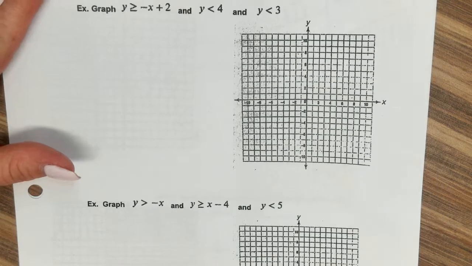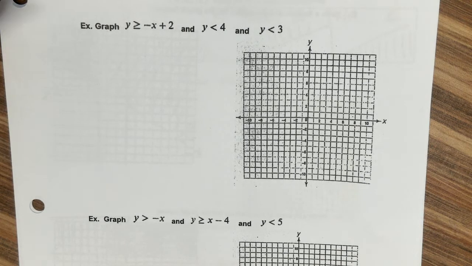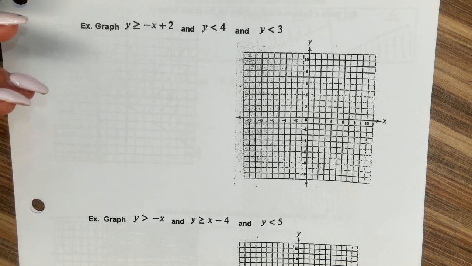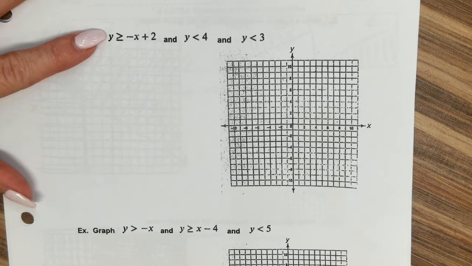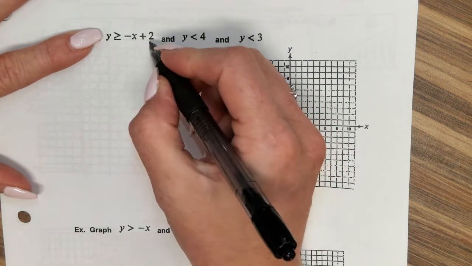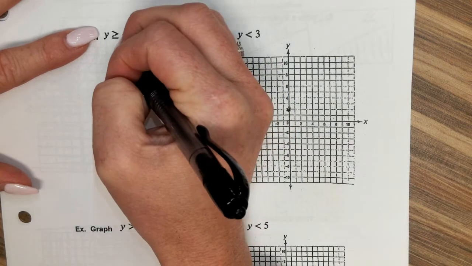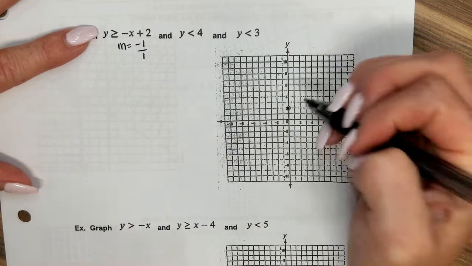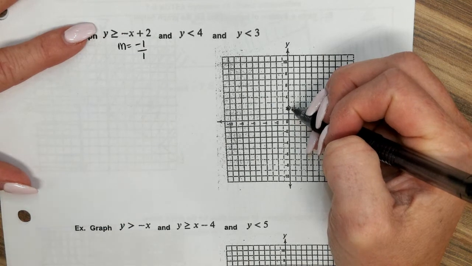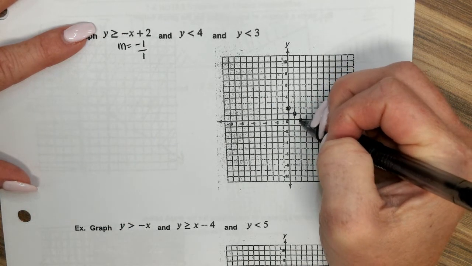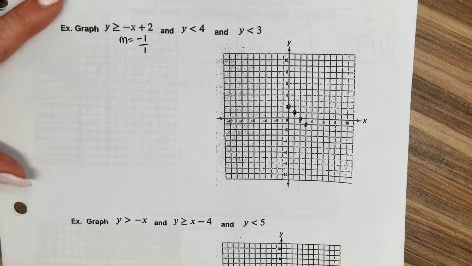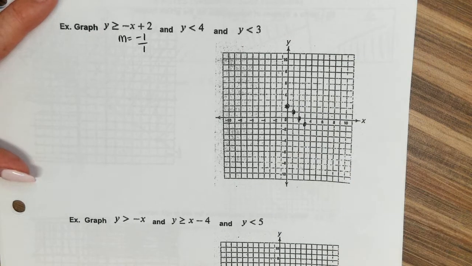Let's skip the back and let's go to this page. It's all the same thing. All right, here we go. This one, what is the starting point? 2. What is the slope? So what does that mean I'm going to go do? Down 1, right 1. Would it be a solid line or a dashed line? Solid.